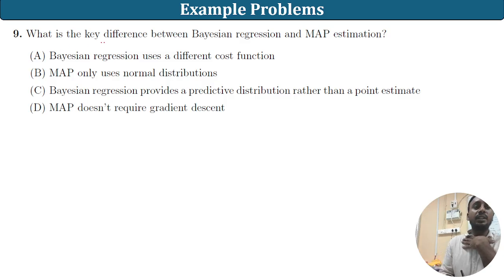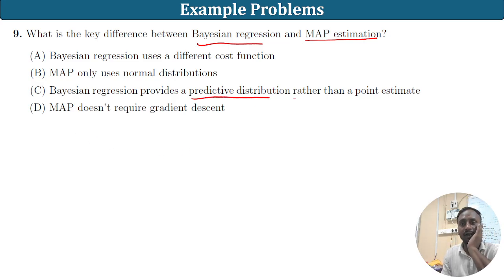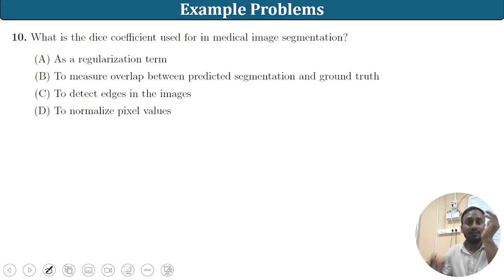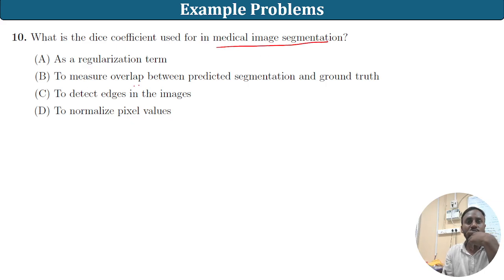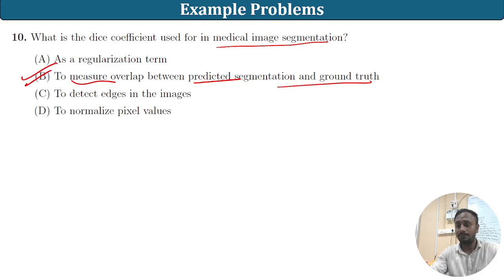What is the difference between Bayesian regression and MAP estimation? MAP estimation is actually for a single point, while Bayesian can go for the full distribution. Bayesian regression provides the predictive distribution rather than the point estimate. Okay, what is the last one? What is the Dice coefficient used for in medical image segmentation? Actually, it is a measure of the overlap between the predicted segmentation and the ground truth. So that's all for today.